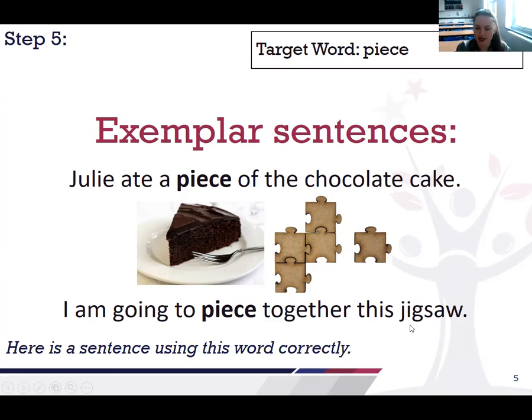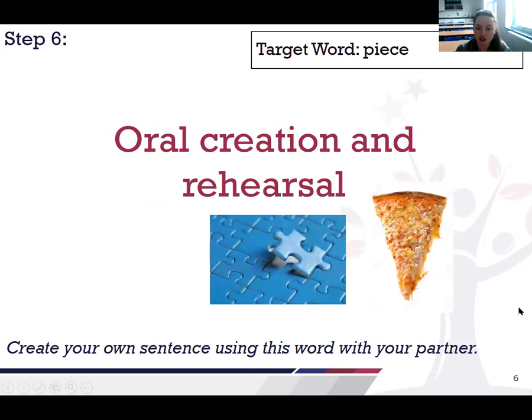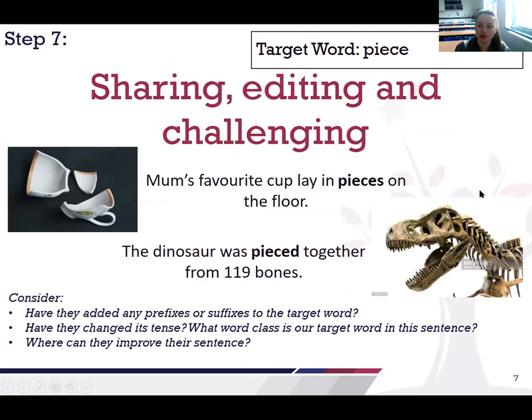Let's read the next sentence together. Ready? I am going to piece together this jigsaw. Bang. Am I using piece as a noun or a verb in this sentence? I am going to piece together this jigsaw. Fantastic, that's the verb because I'm telling you what the action is that I'm going to do. Now it's your turn. Can you think of a sentence that uses the word piece?